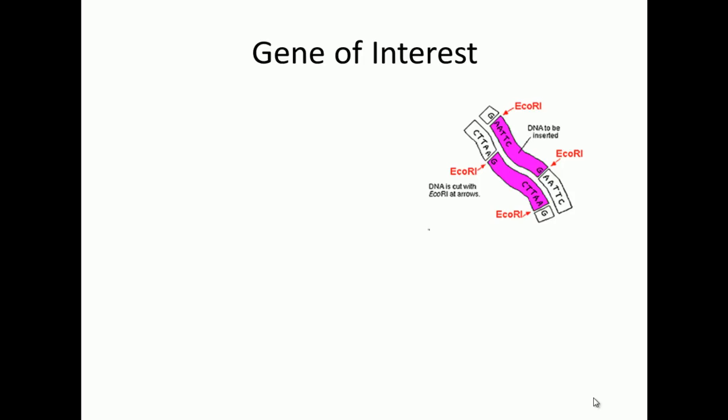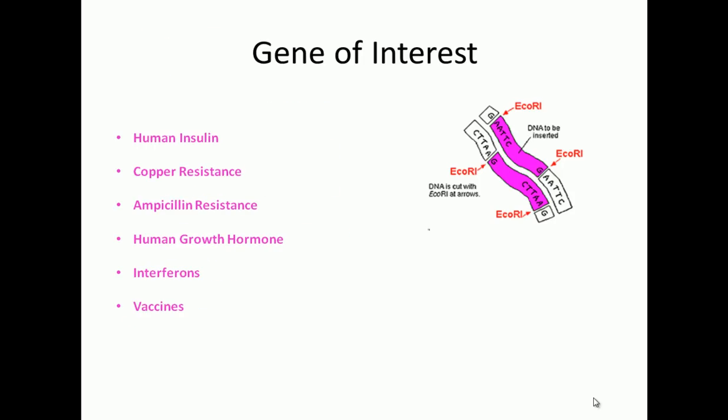What we then need to do is isolate a gene of interest. So a piece of DNA that codes for a particular protein that we would like to make. The beauty about DNA is that it is universal. So a bacterial DNA is just the same as DNA from a human. The types of genes that we might like to put inside a plasmid, something like the human insulin gene, or copper resistance, ampicillin resistance, which is a type of antibiotic, human growth hormone.